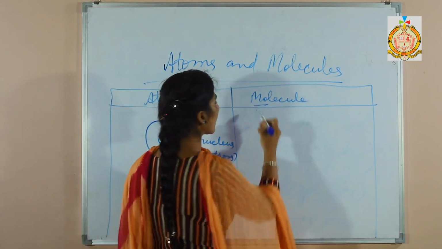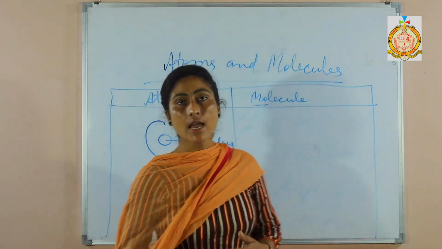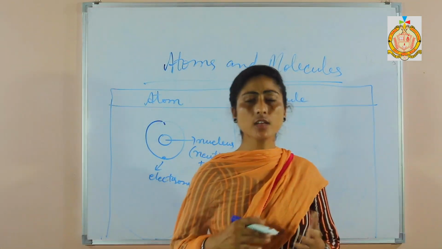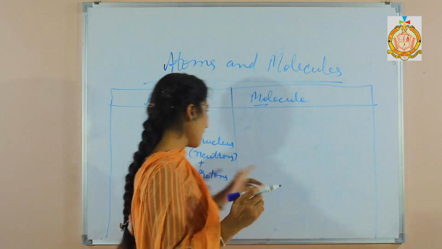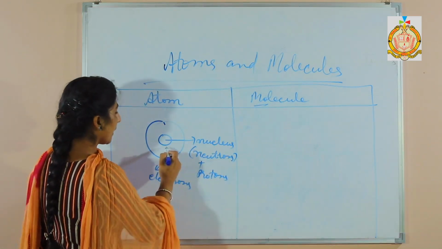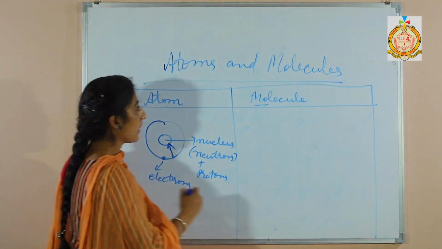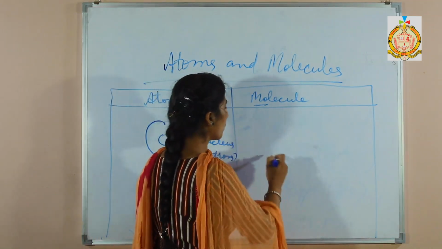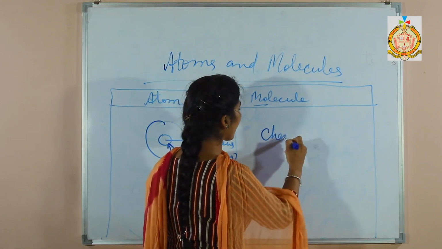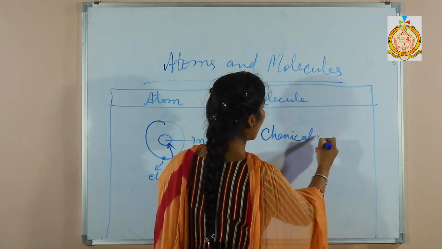But the molecules consist of two or more atoms which are chemically combined together. Next, the atoms have nuclear attraction between nucleus and electrons. But in the case of molecules, molecules have chemical attraction or chemical bonding between the atoms.